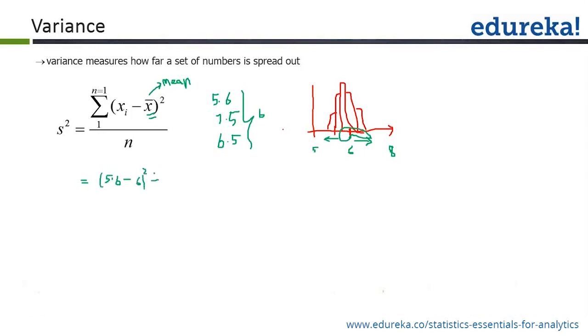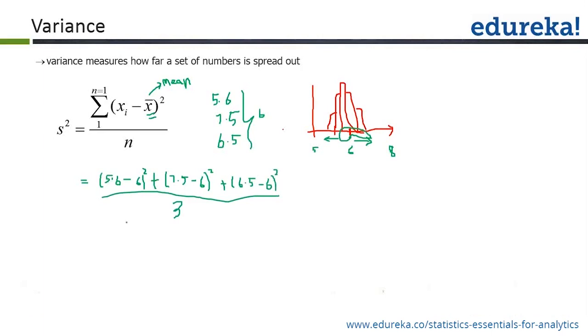Then you take the second observation, in this case 7.5, and you subtract it from the mean here, again squared. Then you take the last observation, in this case 6.5, subtract it from the mean, square it, and then you divide it by the total number of observations. In this case, it is 3.